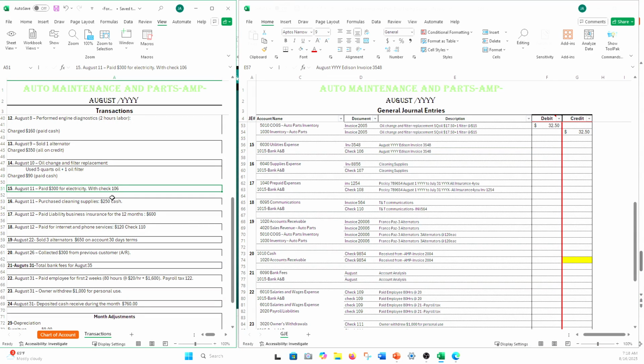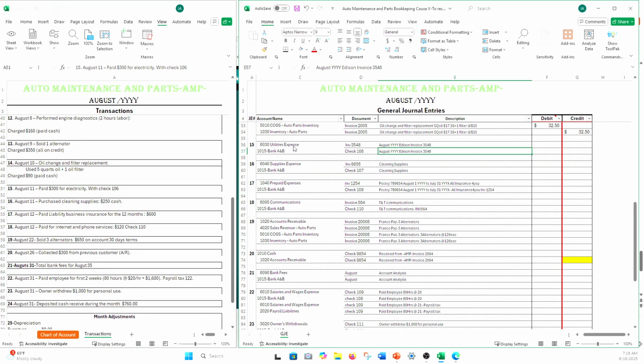On August 11, the company paid $300 for electricity. Electricity is usually classified under utilities expenses, which is an expense. So we just type one invoice here if it's necessary. We have an invoice, probably we can just put the invoice number, and also in advance we can put a check number.